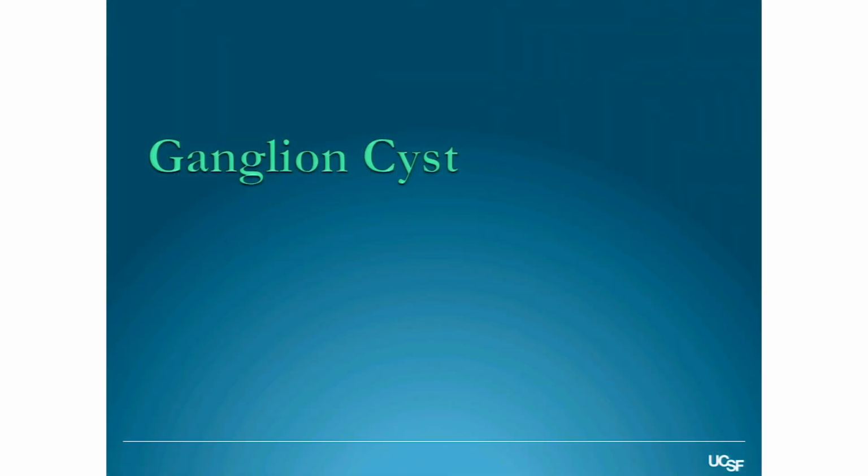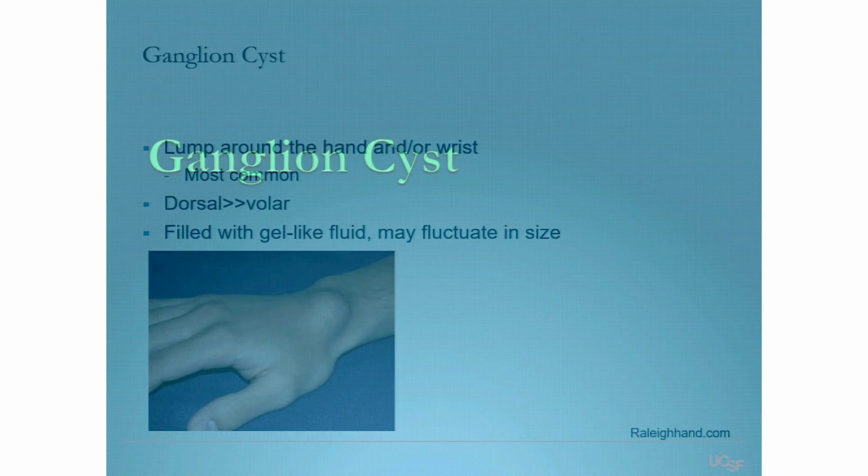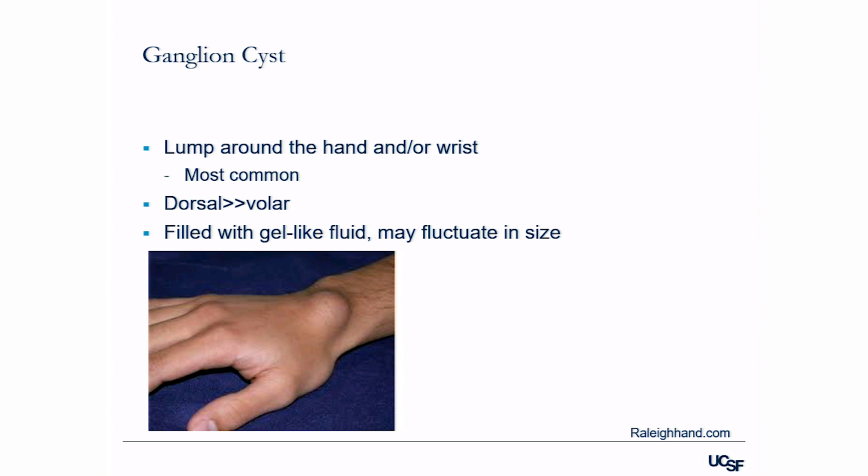So ganglion cysts, let's see how I'm doing on time. Ganglion cysts are certainly very common. It's the most common lump and bump in the wrist that you'll see. It's more common on the dorsal side. They're not usually quite this big. I like this picture because it's very obvious for everyone to see.